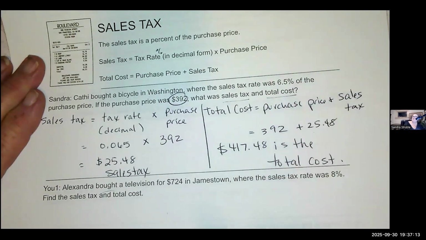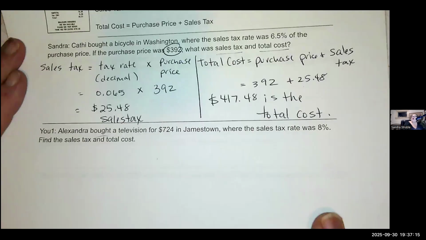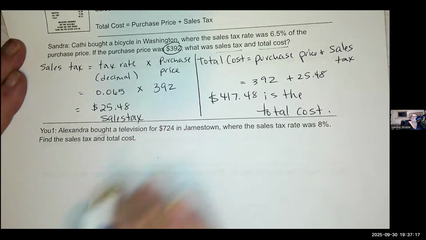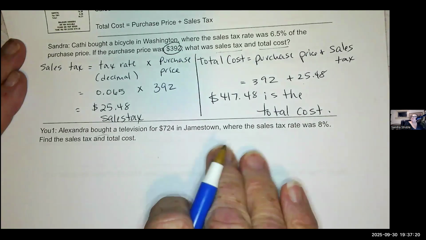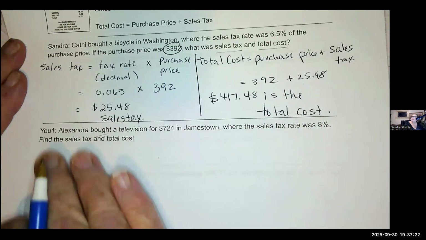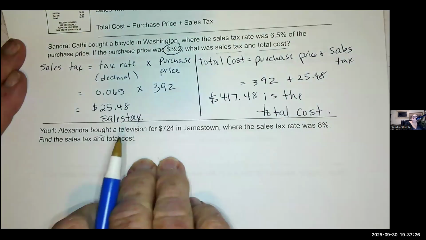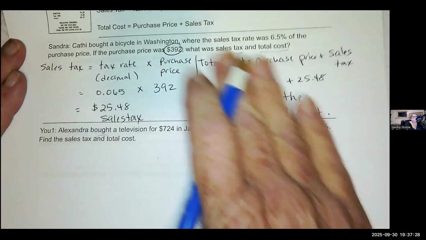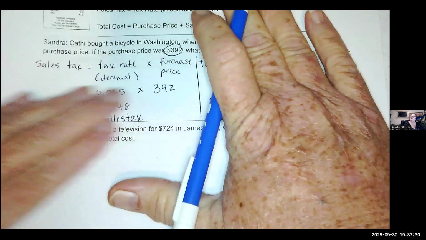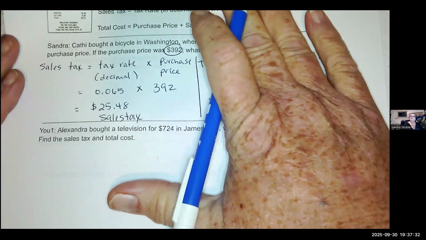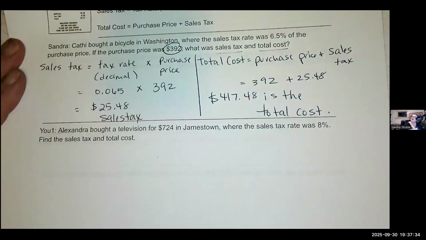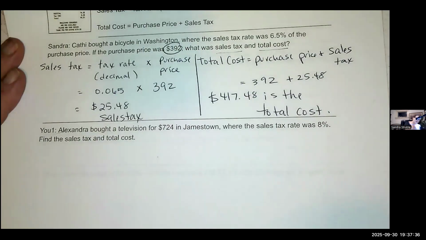cost. Okay. Alexandra bought a television for $724 in Jamestown, where the sales tax rate was 8%. Find the sales tax and total cost. Doing the exact same setup. Even if you don't feel comfortable doing the whole thing, at least do part of it. Check to make sure you're good, and then do the other part of it, and then come back to check to see if you're good. Pause the video and then come back.